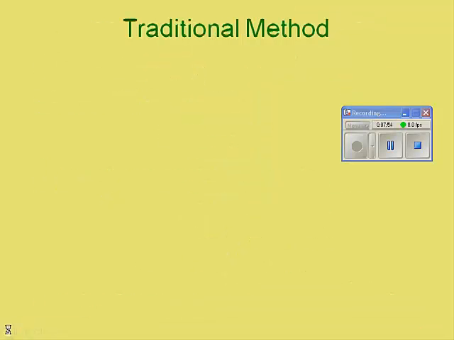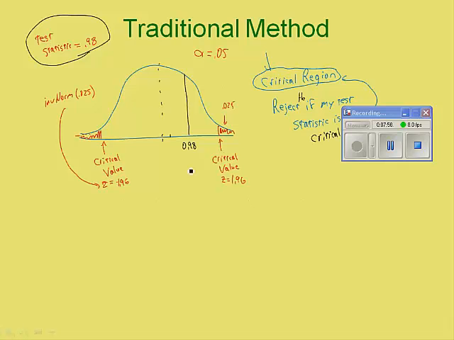Yep, that was chapter 7. There's the traditional method where you're drawing this picture. And then the one I did before that was p-value, capital P, which we went over.